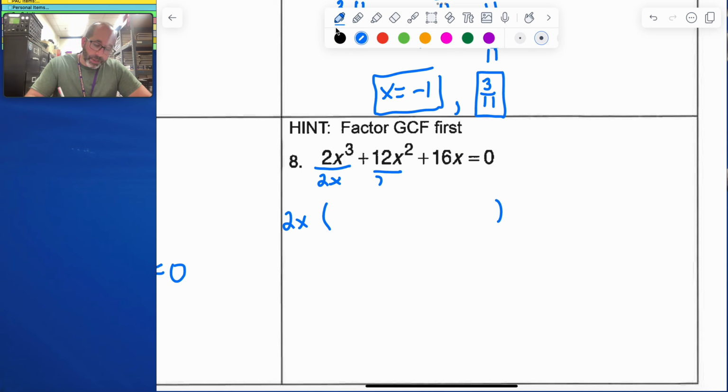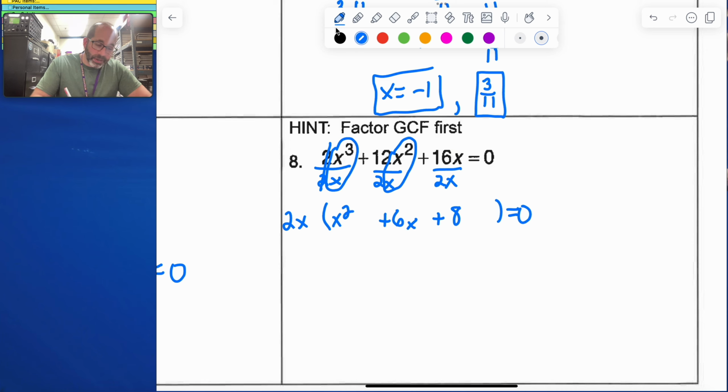Divide by 2x for each of these, and we end up with x squared remaining. These will remove just one of them. 12 divided by 2 is 6, with one of the x's still remaining. And then 16 divided by 2 is 8, with those x's canceling. And now we continue on with our factoring.